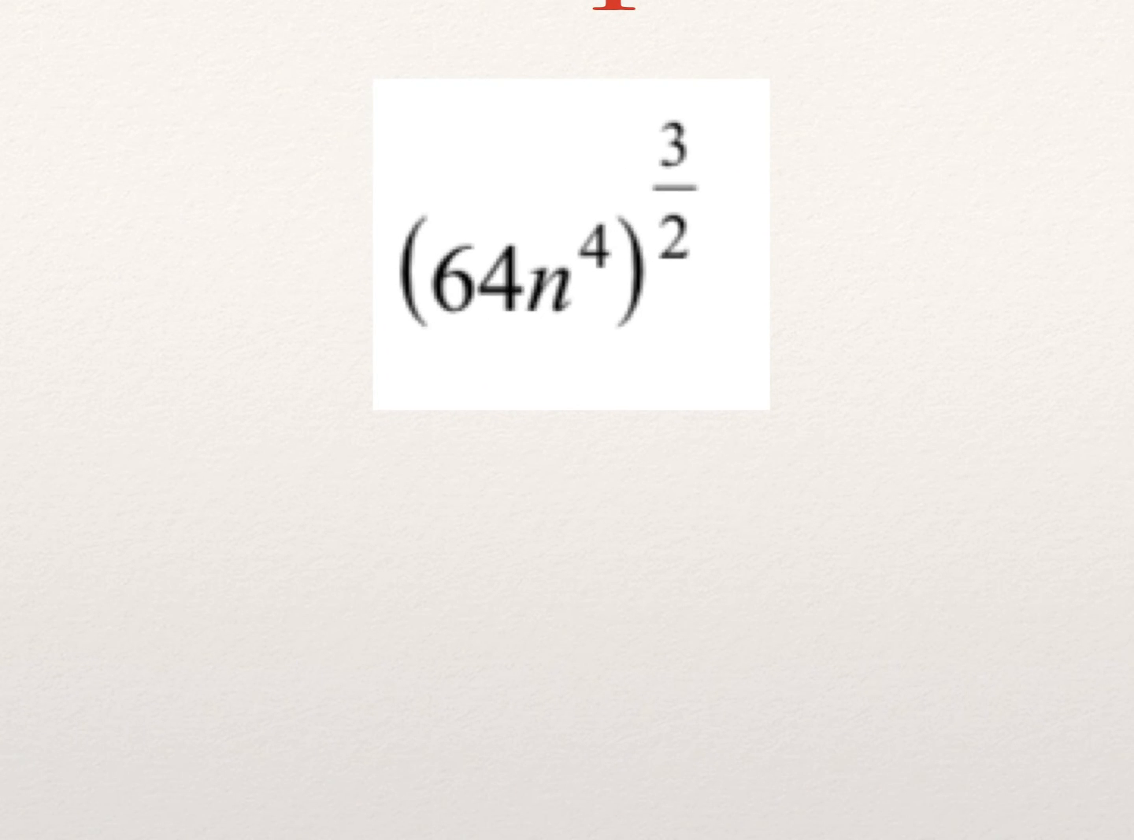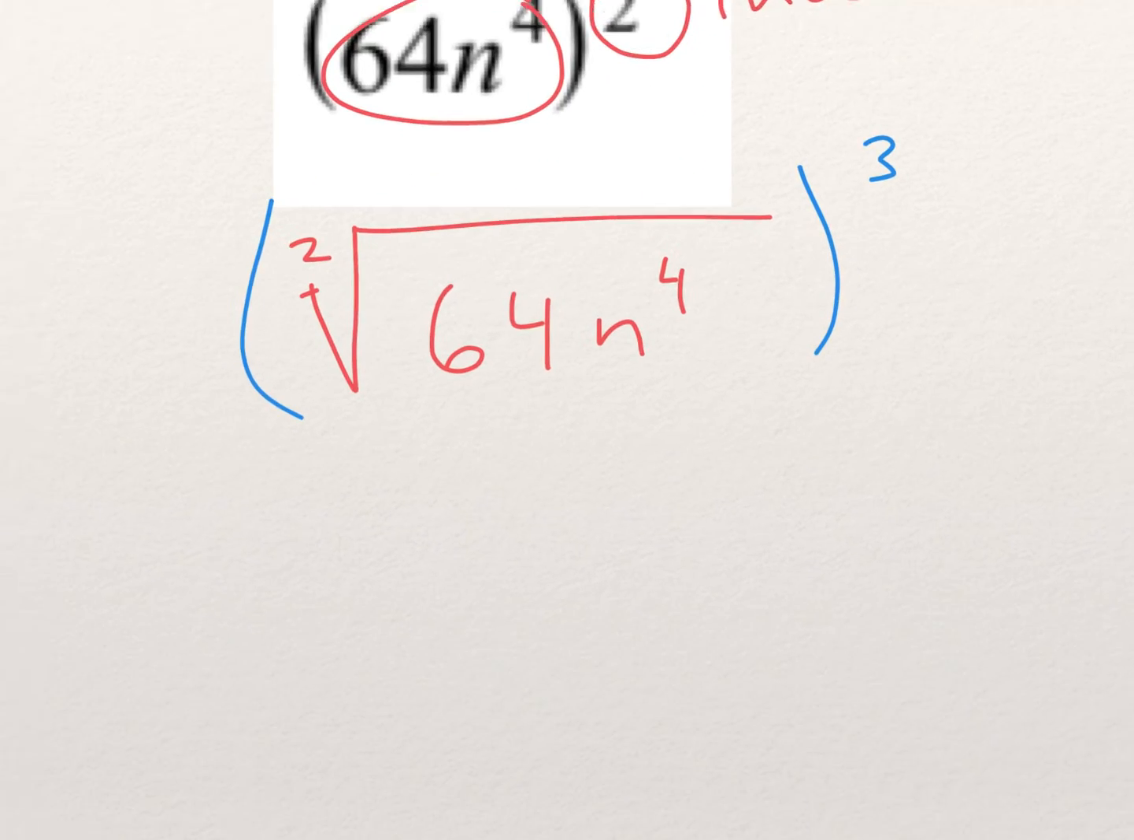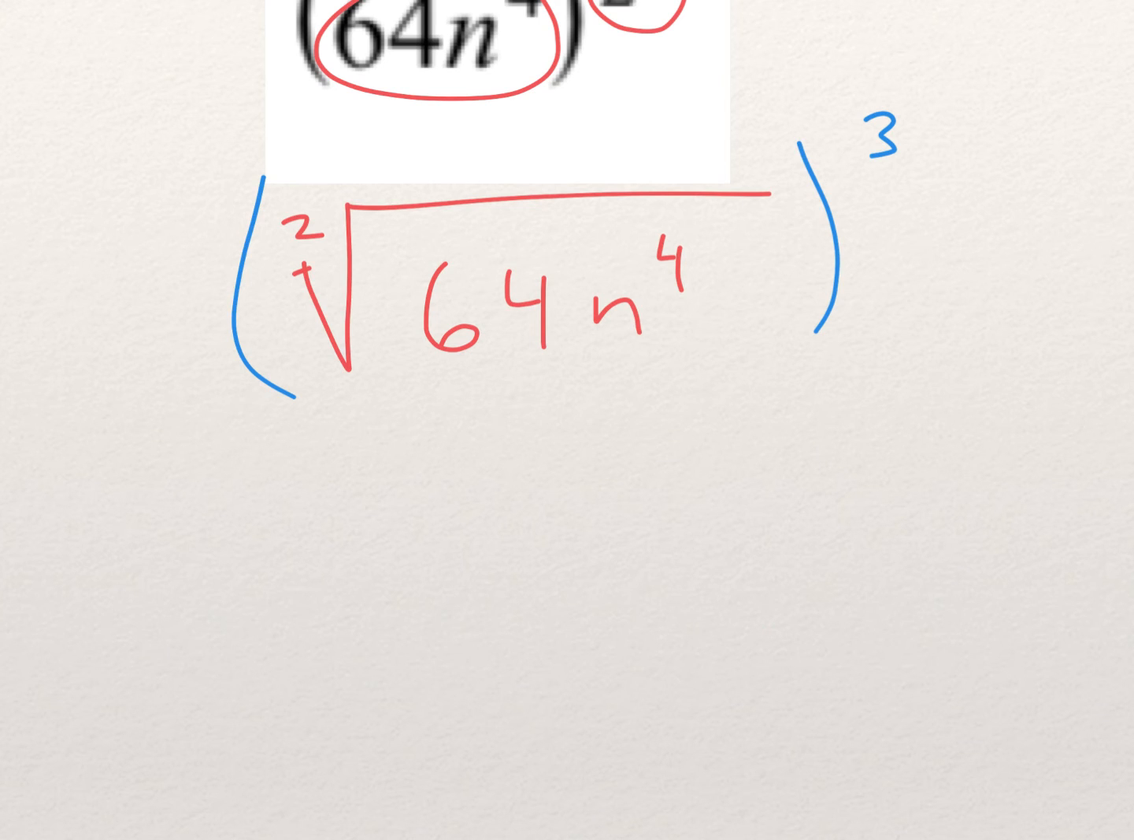So if we change this into a radical, what number goes out front? 2. The bottom is your index that goes out front. What stays on the inside is everything on the inside, so 64n to the 4th power. And then that number up top can stay up top. That'll be the last thing that we do. So let's simplify inside of our radical here. Well, what are factors of 64?